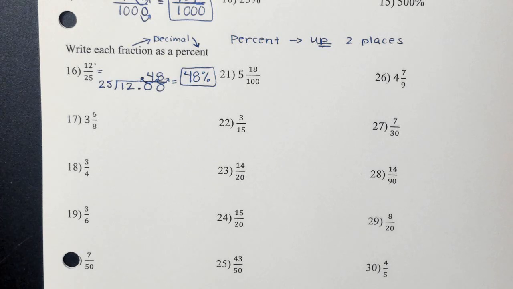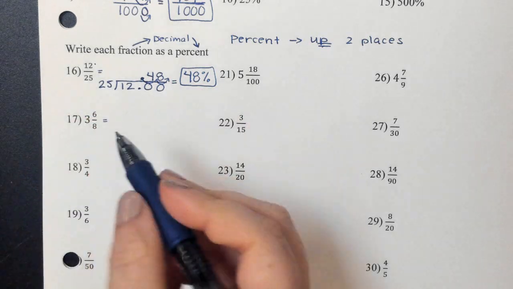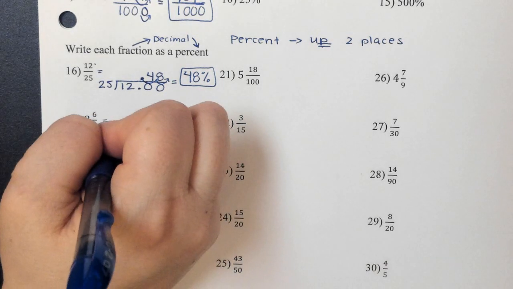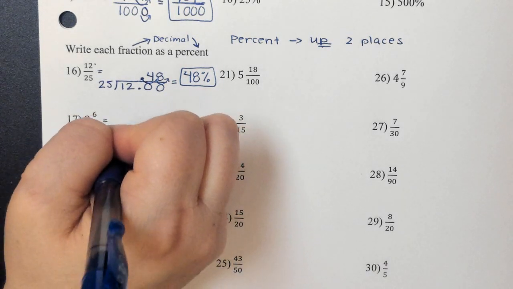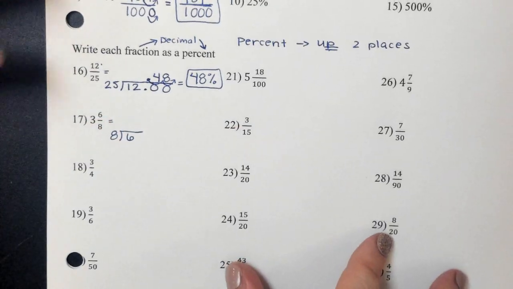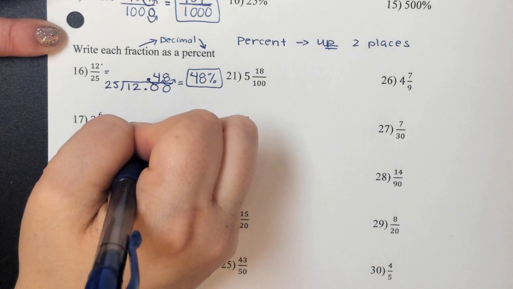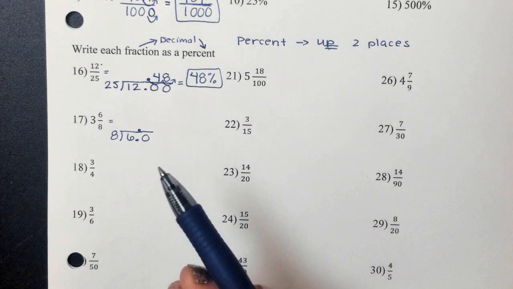All right. I want us to look at number 17. Again, I'm going to just focus on that fraction for right now. So I have 8 at the door, 6 in the house. Can 8 go into 6? No. So I'm going to add a decimal and a 0. All right, and this is where we type it into our calculator.